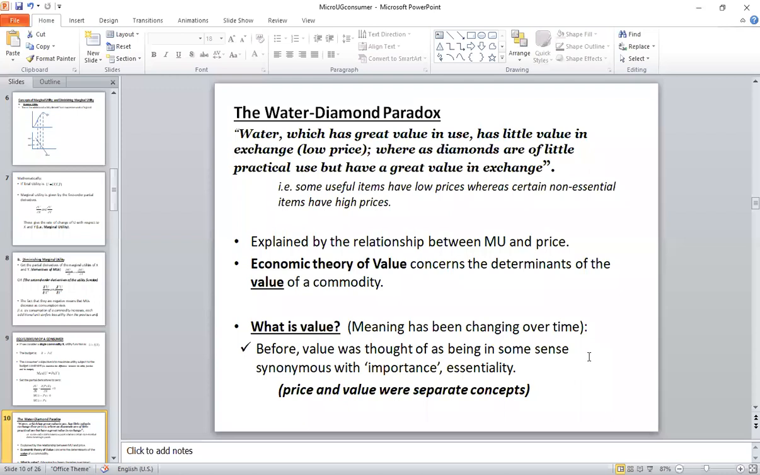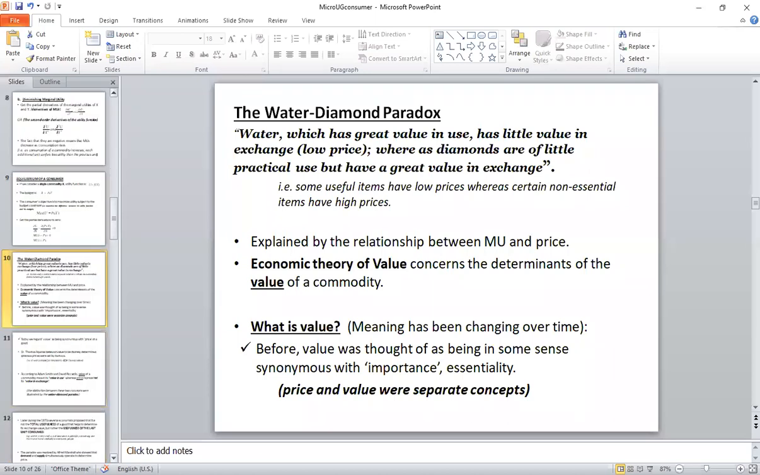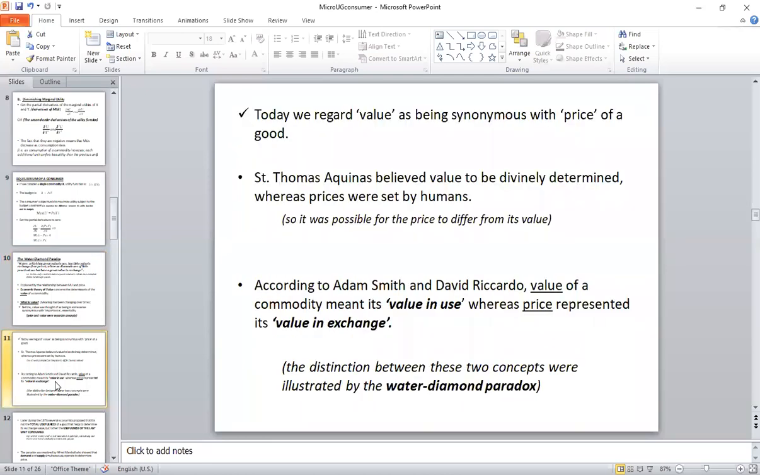Value, first of all, was thought of as being in some sense synonymous with importance. So basically, when we say something is important, it has value. But the meaning has been changing over time. Today we regard value as being synonymous with price, not importance. So something costly, we assume that it has a high value because it is expensive.